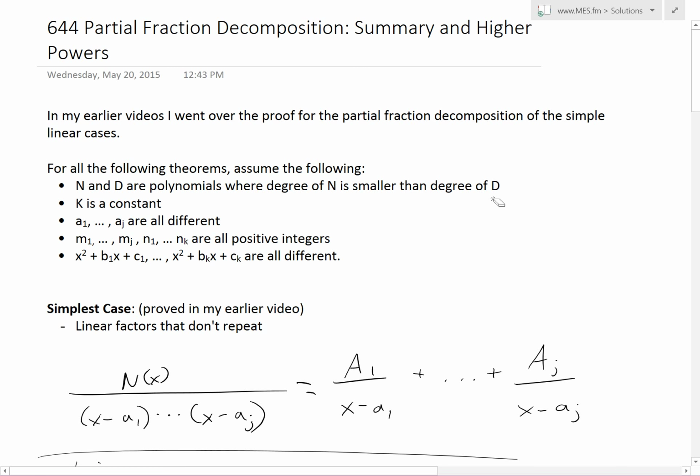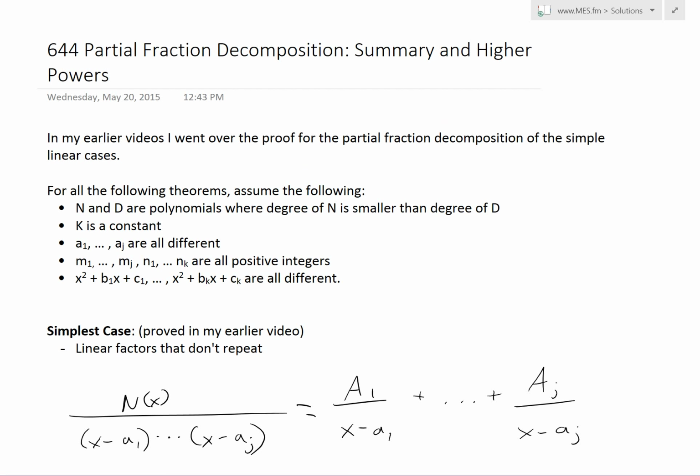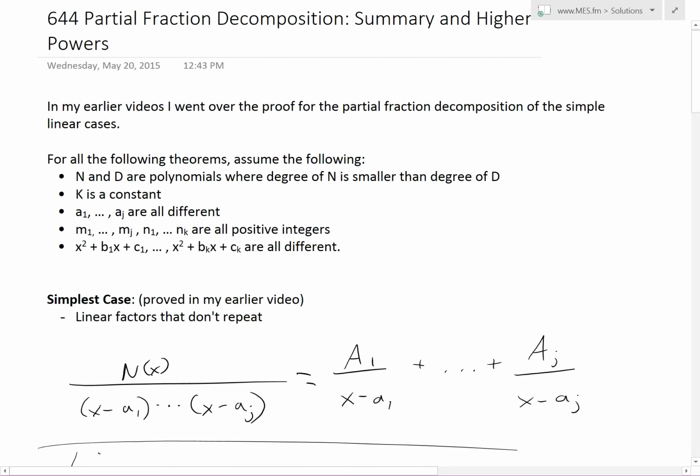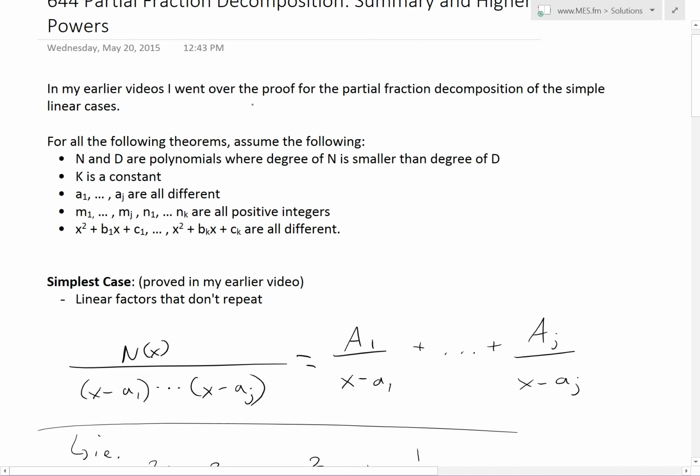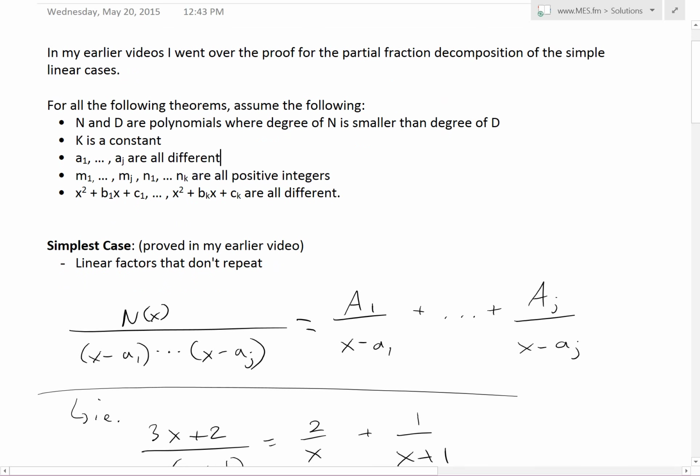Time to discuss further into partial fraction decomposition, and now just go over a summary of the earlier videos I did, and also a brief explanation of the higher powers. Basically, in my earlier videos, I went over the proof for the partial fraction decomposition of the simple linear cases, and you can see those videos in the link below. I'll go over those right now.